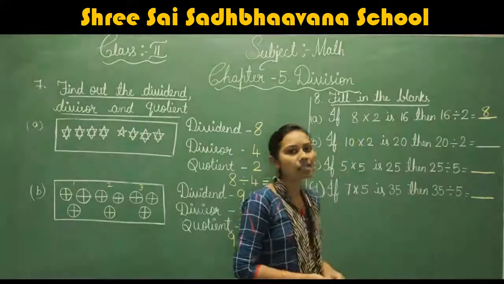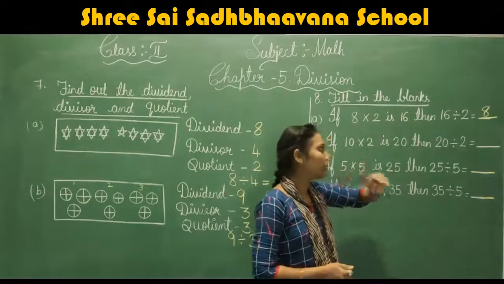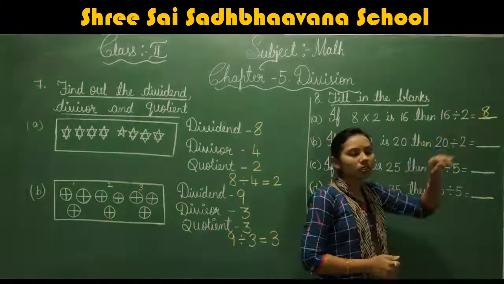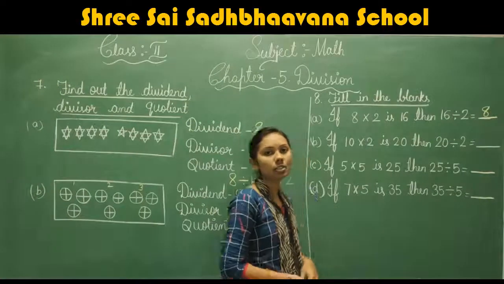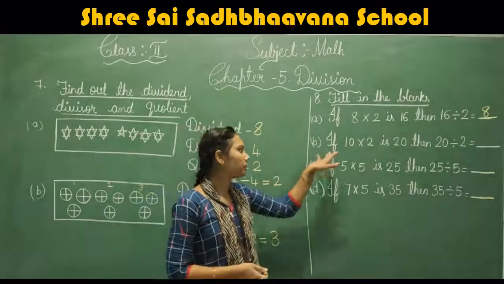So the answer is 8. That is your quotient. When you divide 16 by 2, you get the quotient 8. Okay, let us see one more sum.